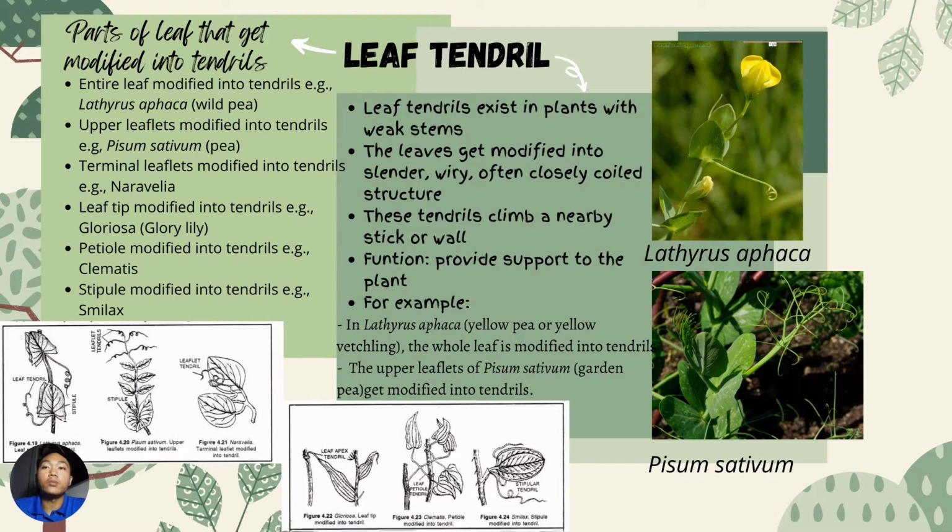The next one is terminal leaflets modified into tendrils, for example, Naravelia. And next is leaf tip modified into tendrils, for instance, Gloriosa or Glory Lily. Next, petiole modified into tendrils, for example, Clematis. And last but not least, stipule modified into tendrils, for example, Smilax. Thank you.